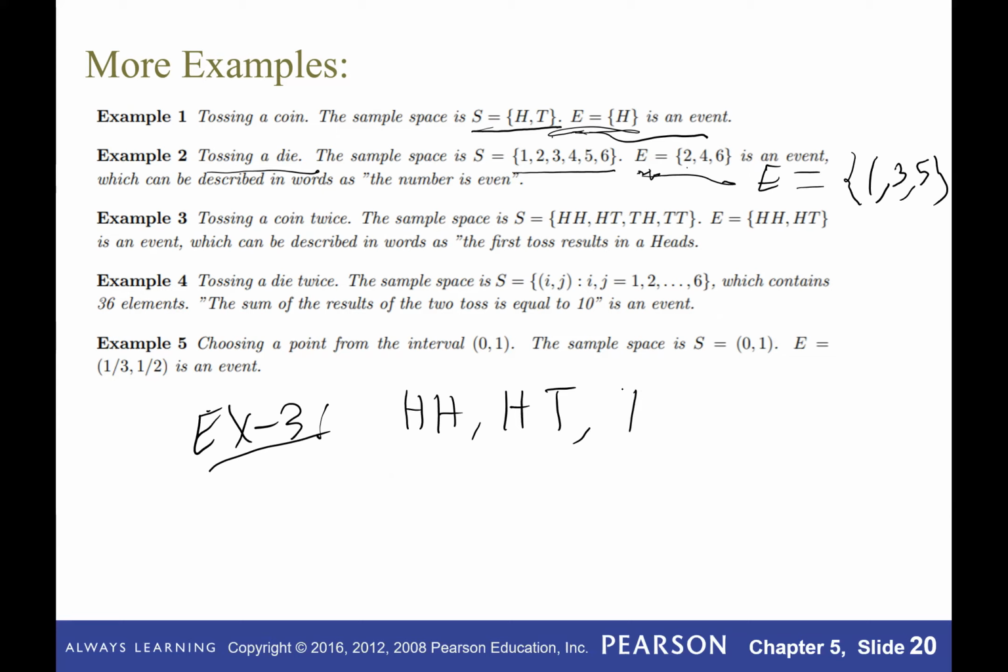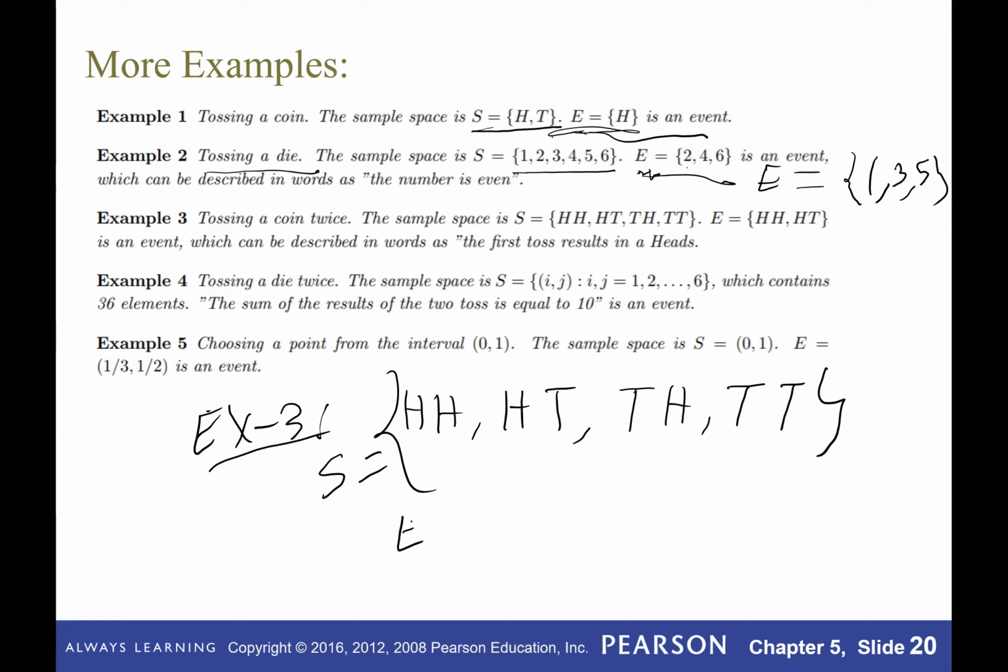Then first one tail, second one head. First one tail, second one also tail. So that's all the possibilities. So we have 4 outcomes if you toss a coin twice. Then the sample space S is equal to this one.